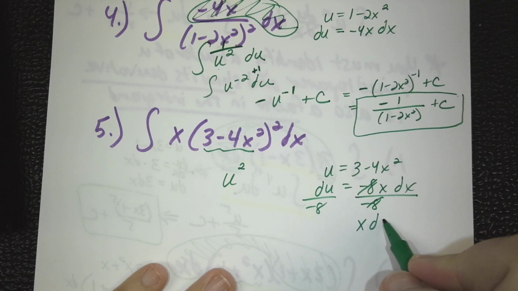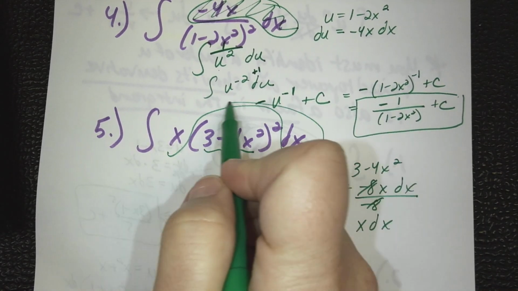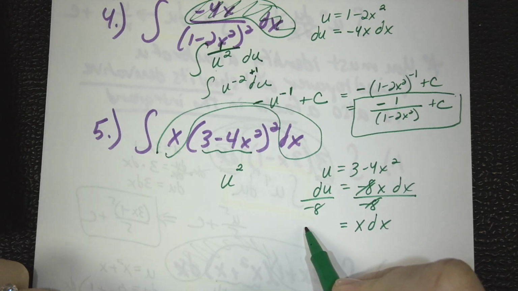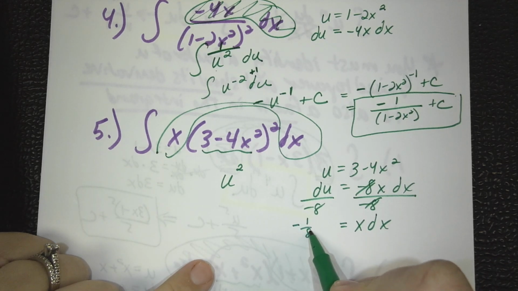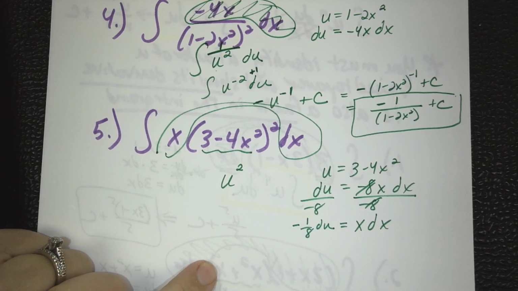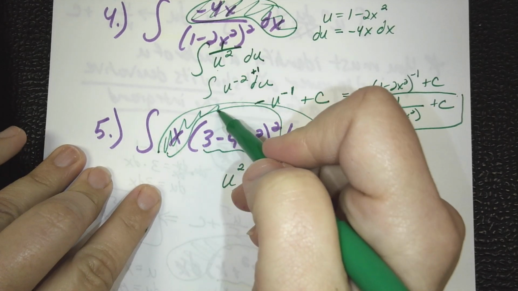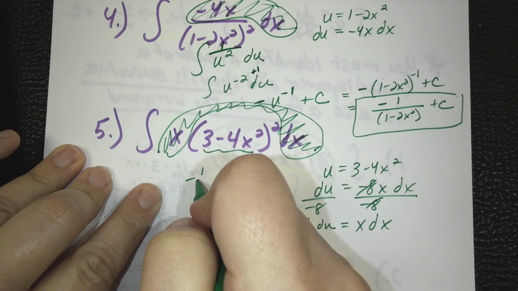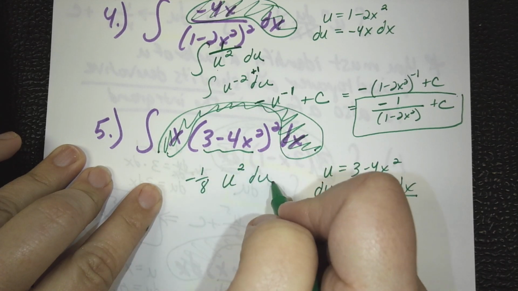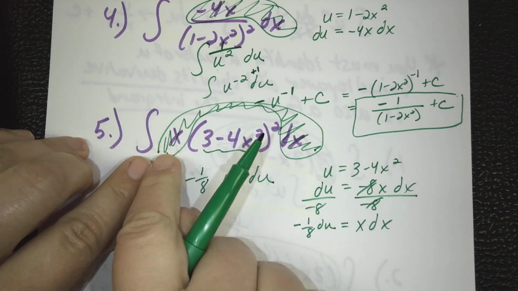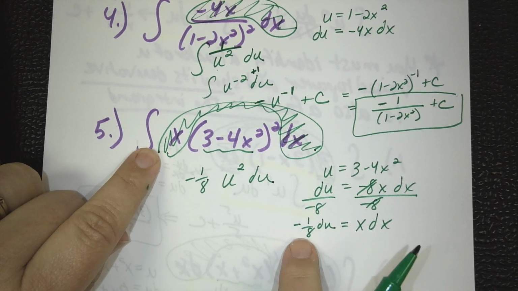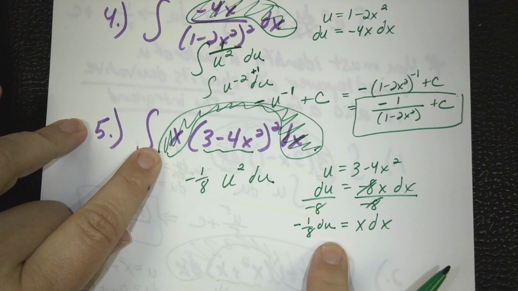I now have x dx. But what does it equal? Well, it equals negative 1/8 du. Are you with me on that? So this x and this dx equals negative 1/8 du. That and that, x dx, look what I wrote, x dx, negative 1/8 du. Are you with me?